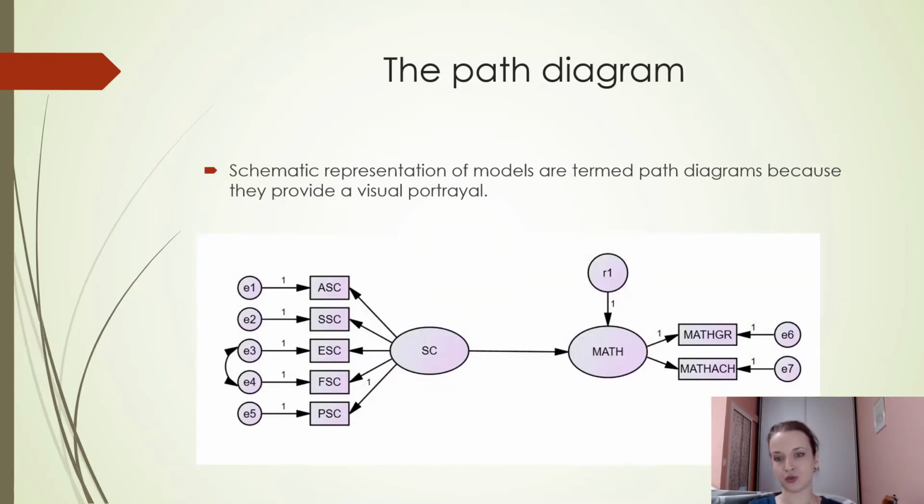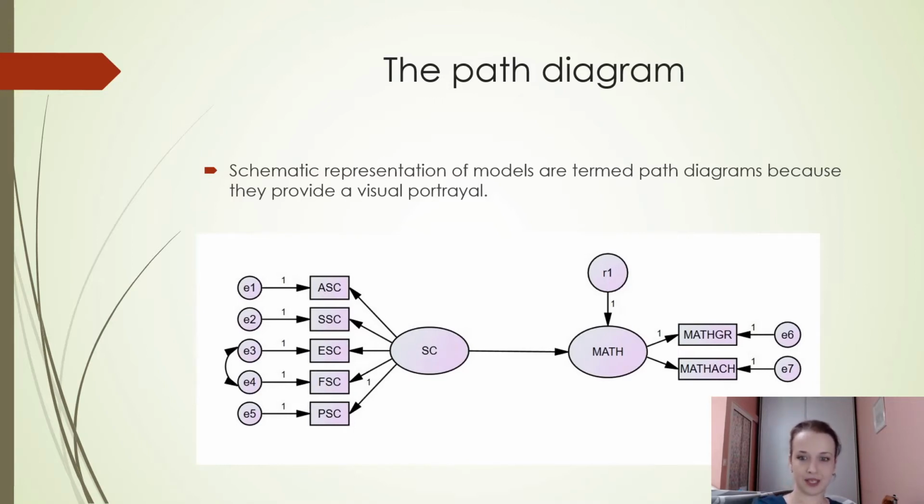Schematic representations of models are termed path diagrams because they provide a visual portrayal of relations which are assumed to hold among the variables under study. A path diagram depicting a particular SEM model is actually the graphical equivalent of its mathematical equations.